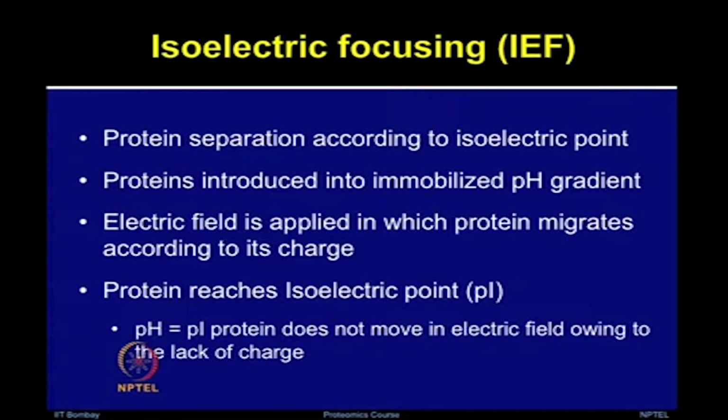When a protein reaches its isoelectric point, where the pH becomes equal to its isoelectric point or pI, then proteins do not move in the electric field because of the lack of charge. So, when pH equals pI, the protein will not move any further.